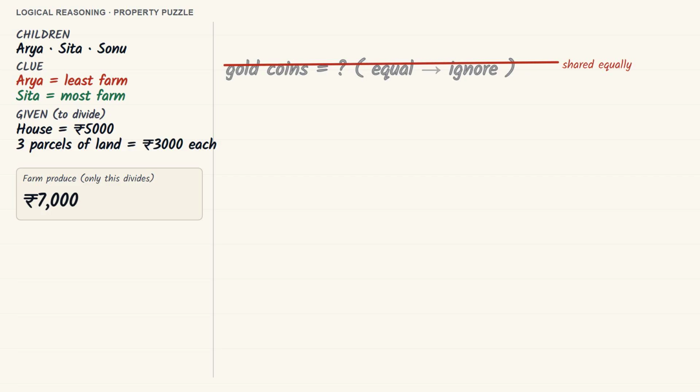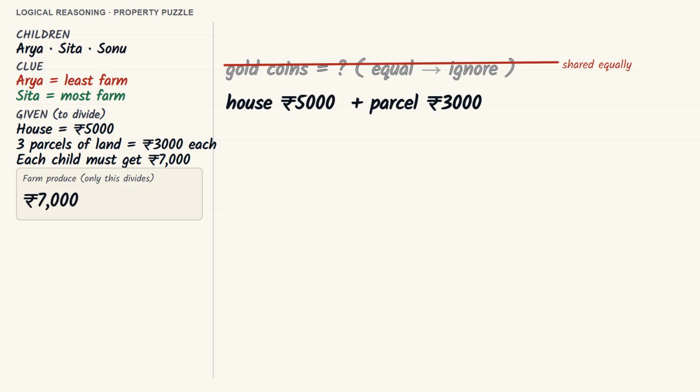Now, each child must get exactly 7,000. And notice only the farm produce can be divided. The house and the parcels cannot be cut. So think about the house. Whoever gets the house already has 5,000. A parcel is 3,000. 5 plus 3 is 8,000, which is too much. So the house child gets no parcel of land.